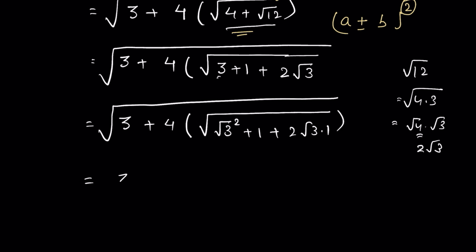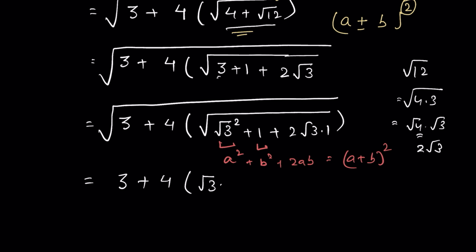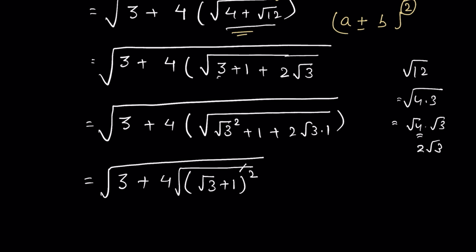Now 3 plus 4, if square root of 3 is a and 1 is b, then it is in the form of a square plus b square plus 2ab. So this is equal to a plus b whole square. So we can write it as square root of 3 plus 1 whole square, under square root. Now we can remove the square root with this square.